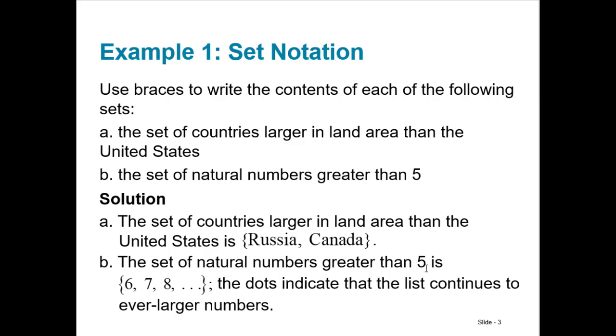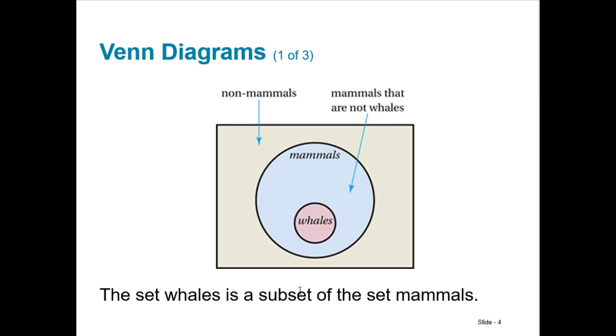And then the natural numbers greater than 5. Natural numbers is a fancy way of saying integers, right? So it's just 6, comma, 7, comma, 8, comma, dot, dot, dot to let you know that it just keeps going on and on and on out to infinity. Okay, so Venn diagrams are just ways of showing how things interact with each other.